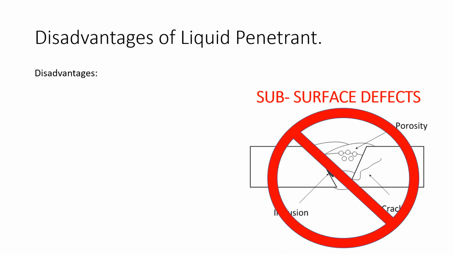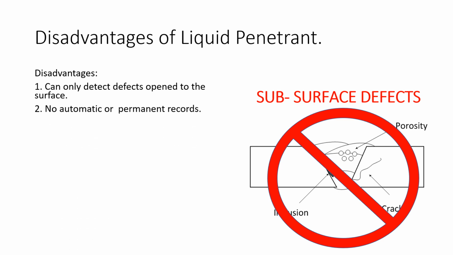So the disadvantages of liquid penetrant: we're only going to be able to detect defects that are open to the surface, flaws and defects open to the surface. Anything subsurface, we're not going to get to. We're going to have to use X-ray or ultrasound to get to those.